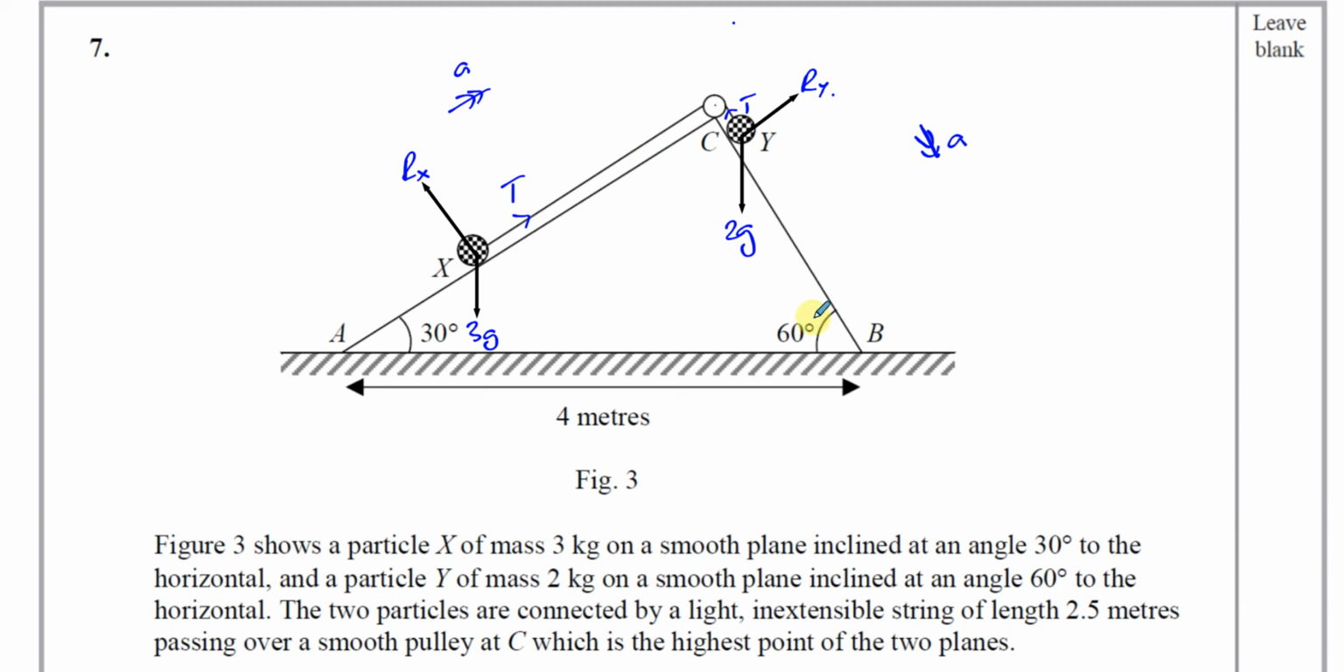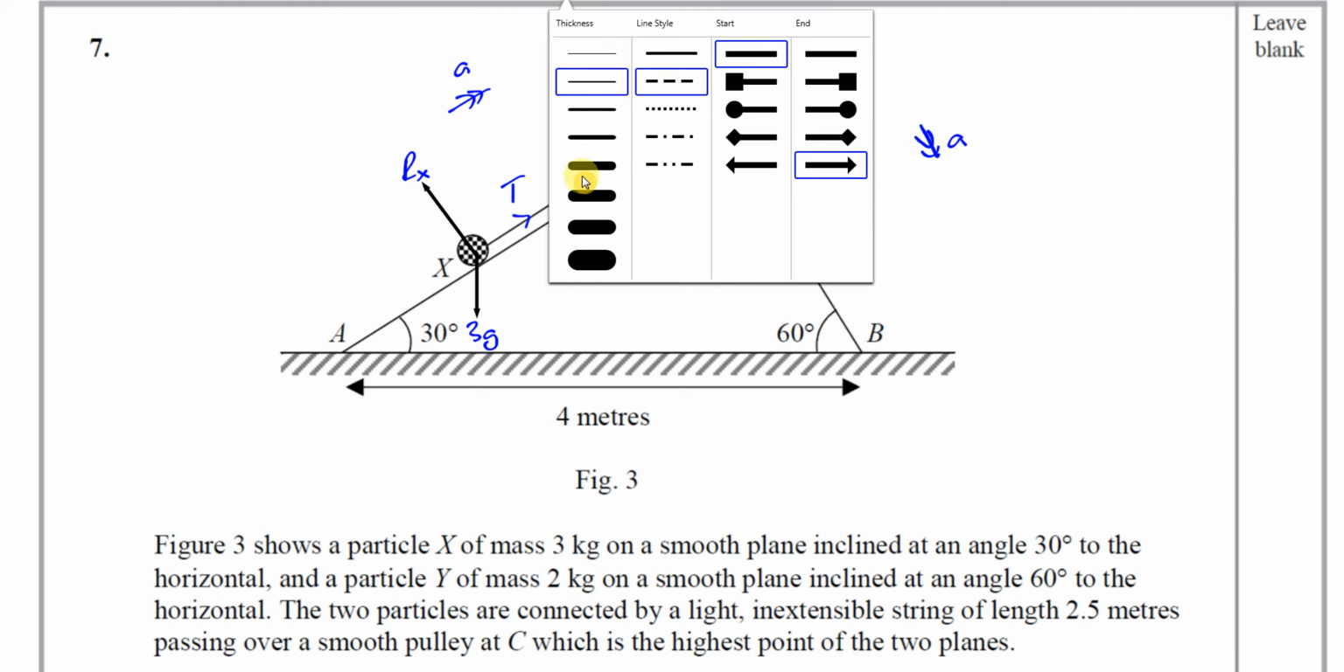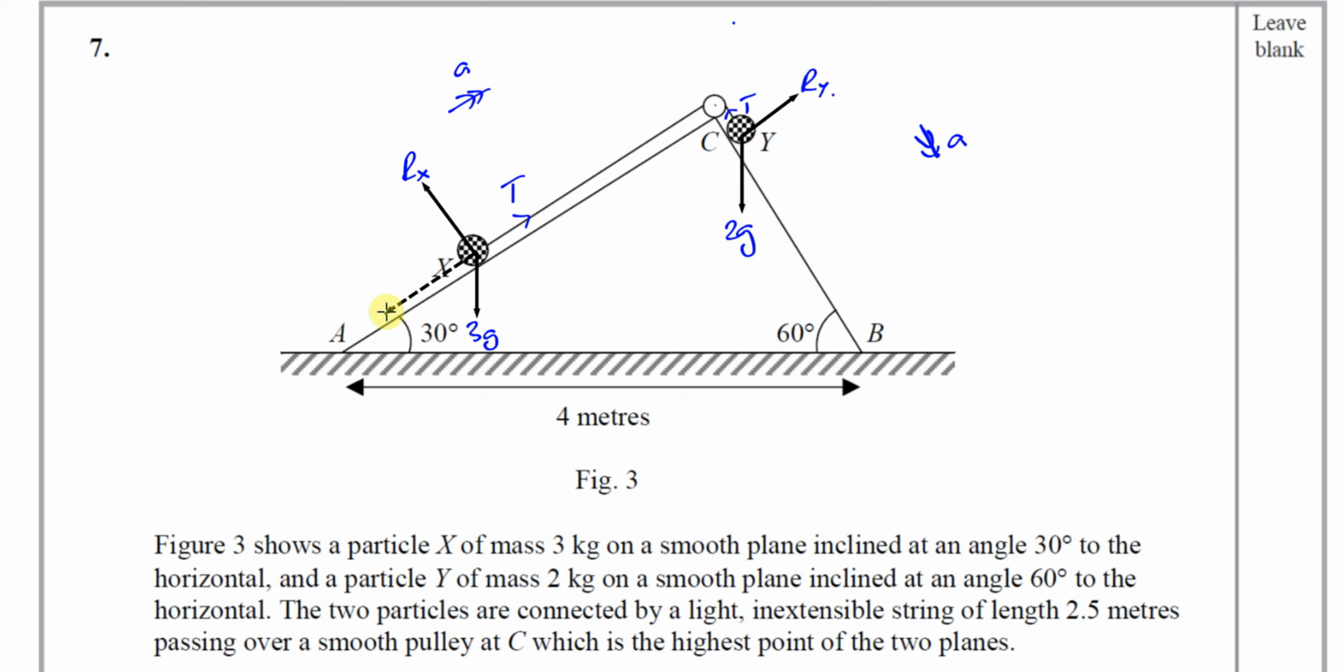Now we have to resolve the forces parallel and perpendicular to the plane. We're only really worried about parallel to the planes here because there's no friction, so we don't worry about mu R or anything like that. But we need to resolve the forces parallel to the directions in which these objects are going to move. So I need to resolve this force parallel to the plane here. I'll just draw it with a dotted line. This is resolving this 3g force in this direction. I need to also resolve this 2g force in that direction.